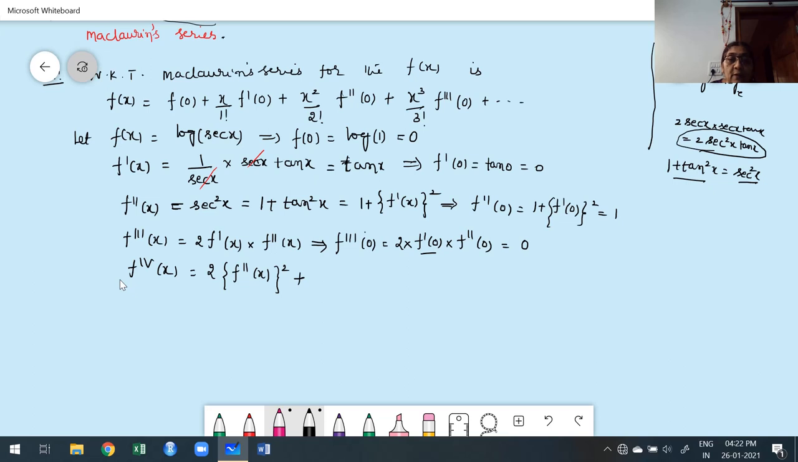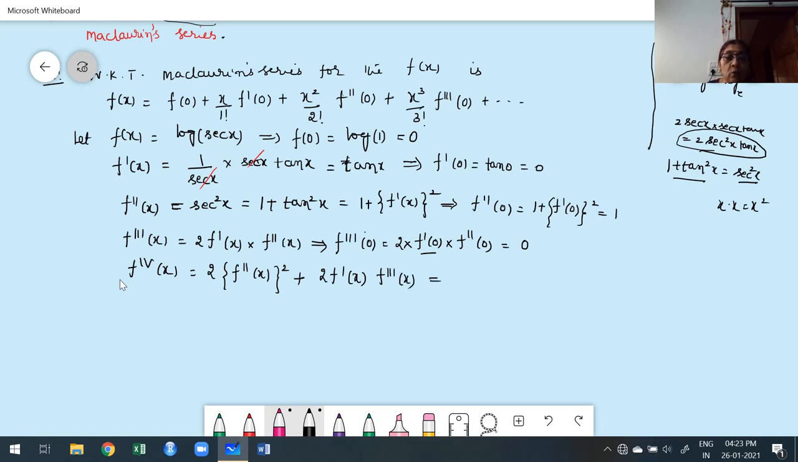Don't confuse here. It's a product of two functions, so I go for the product rule. What is the derivative of the first function? f''(x). But the second function is also f''(x), just like x into x. What is x into x? It is x². Plus 2 into, 2 is a constant, if I multiply both terms, 2 into the first function, into the derivative of the second function, which is f'''(x).